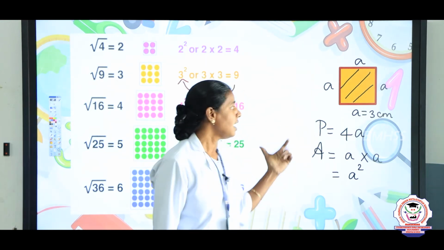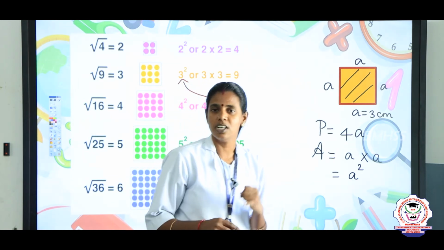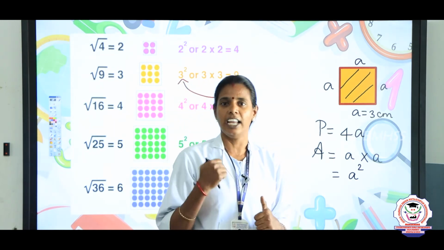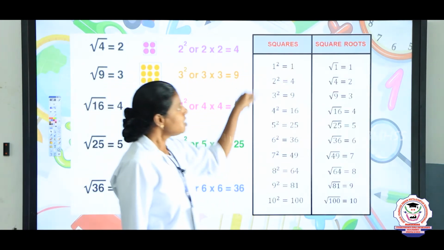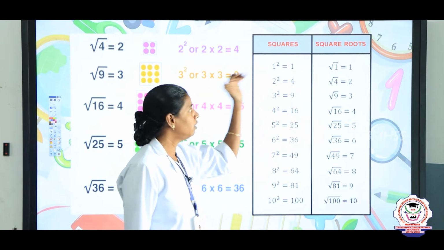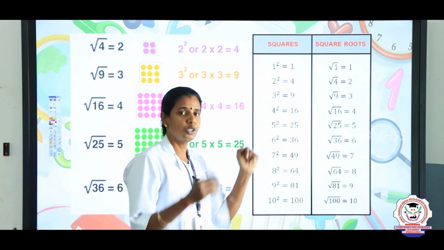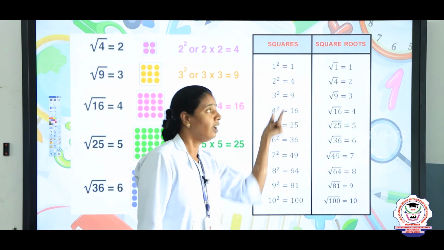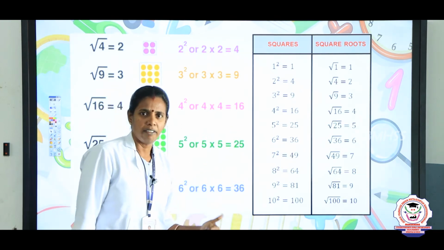So squares and square roots are most probably used by engineers and carpenters in our day-to-day life. The next is squares, which are given for each and every number: 1 square, 2 square, 3 square. The values are here. 1 square is nothing but 1. 2 square is 2 into 2, which is 4. For all the numbers we can write the square values.